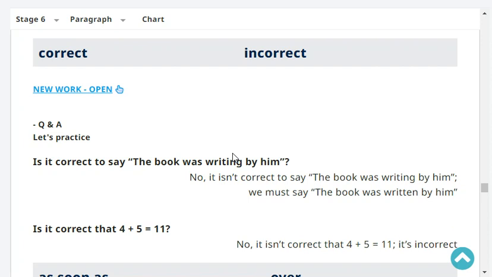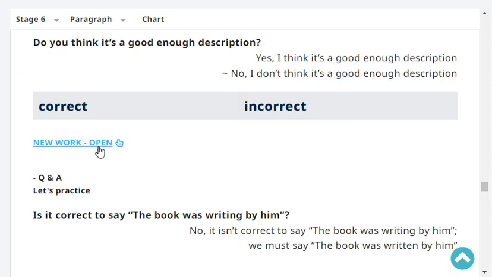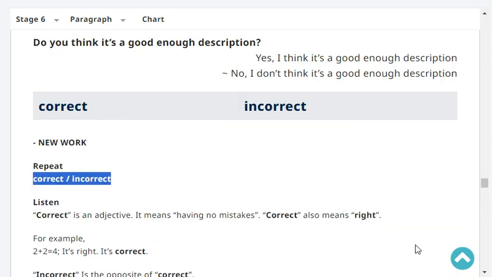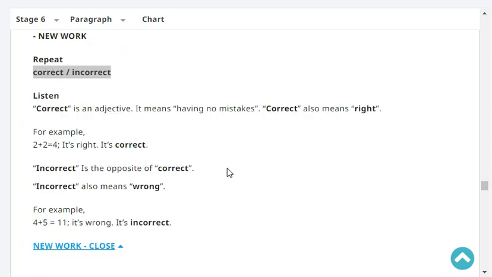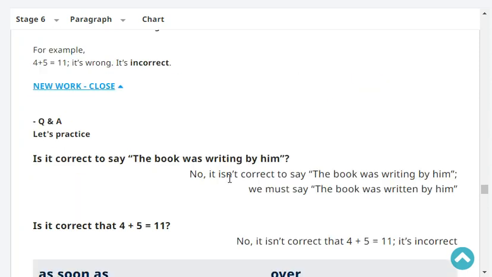Very good. Okay, let's have a new word. Repeat: correct, incorrect. Okay, listen. Correct is an adjective. It means having no mistakes. Correct also means right. For example, 2 plus 2 equals 4. It's right. It's correct. Incorrect is the opposite of correct. Incorrect also means wrong. For example, 4 plus 5 equals 11. It's wrong. It's incorrect.